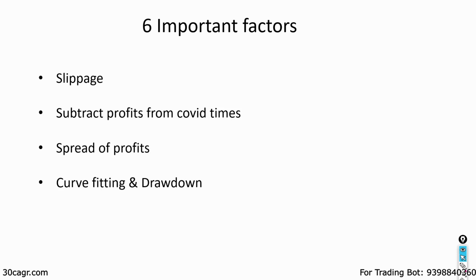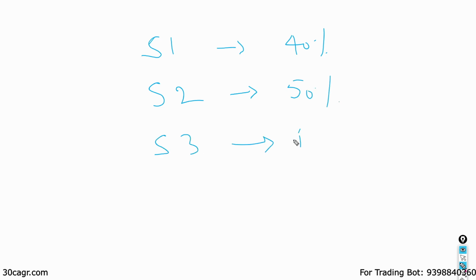And then the fourth and the most important factor that one has to pay attention to is curve fitting and drawdown. Explaining curve fitting is a little difficult, but I will try to explain it in a simple way. Let us say you are performing backtesting on this stock mock tool. Let us say you have performed backtest on four strategies. First strategy has given you around 40% return, and second strategy has given you around 50%. Third strategy has given you 45%, and then the last strategy has given you 52%, right?